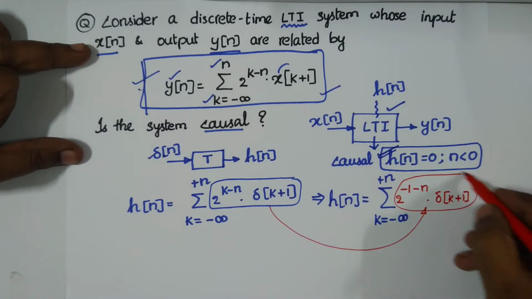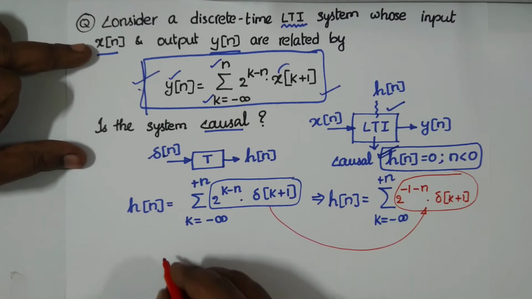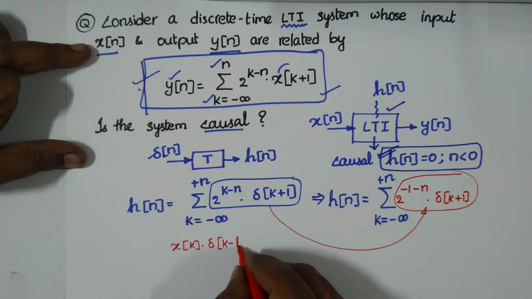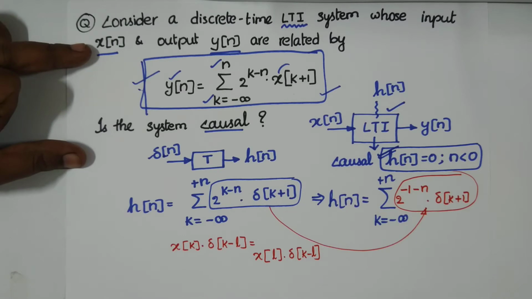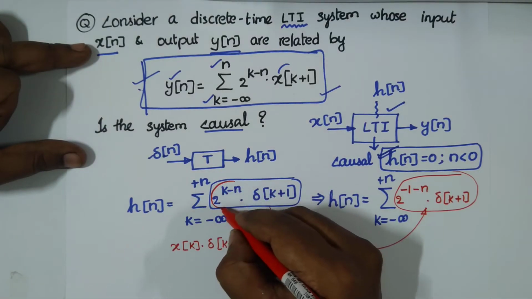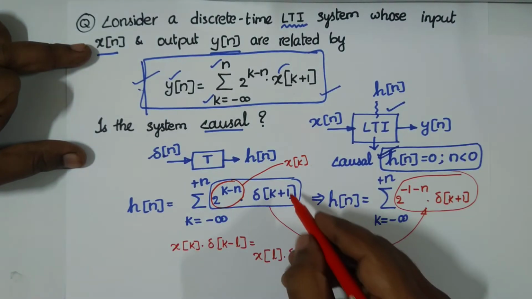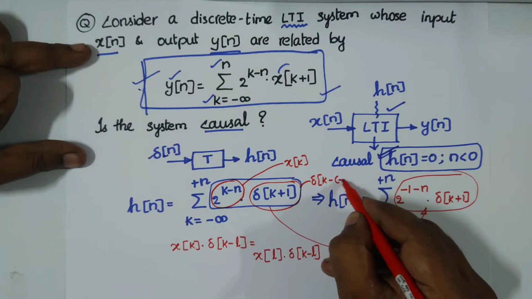The property yields this result. So what did I use now? You know very well that if you have x of k multiplied by delta of k minus l, this is nothing but x of l delta of k minus l. The same thing we used here. Assume x of k is 2 to the power of k minus n. And delta of k plus 1 is nothing but delta of k minus of minus 1.